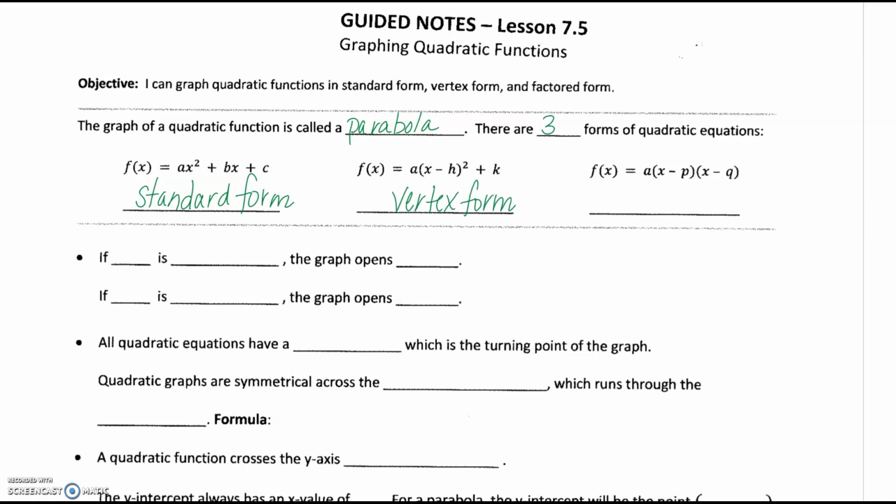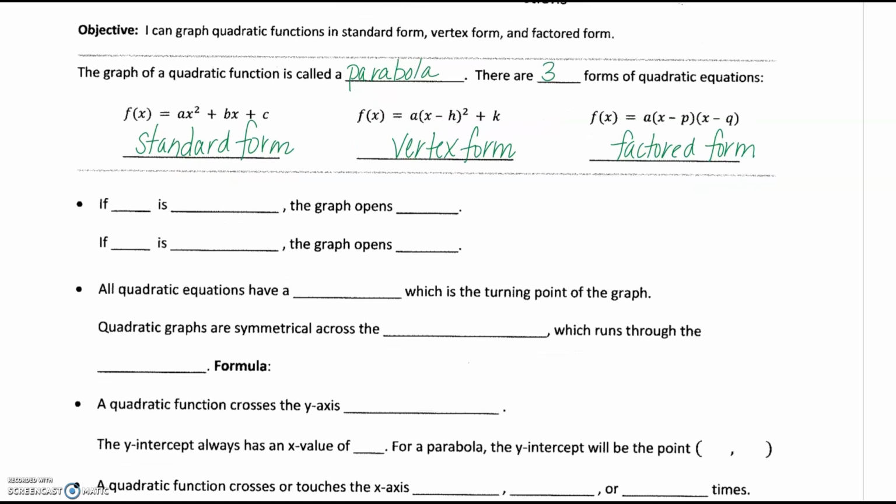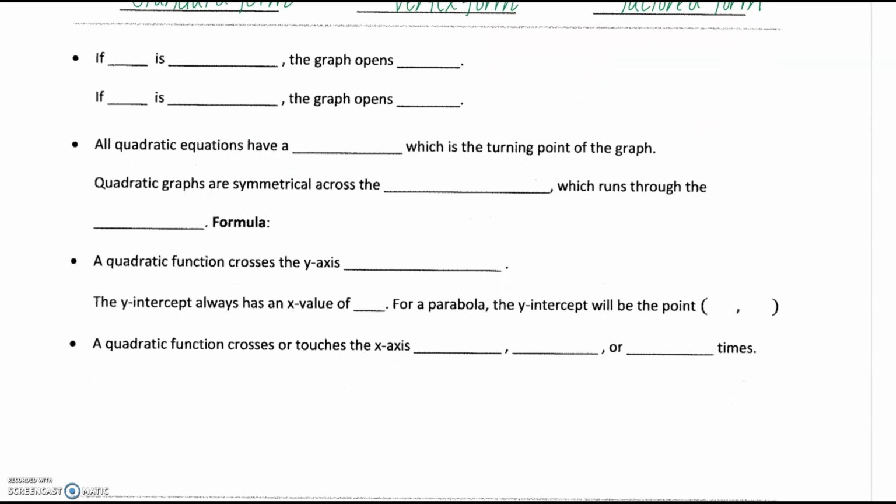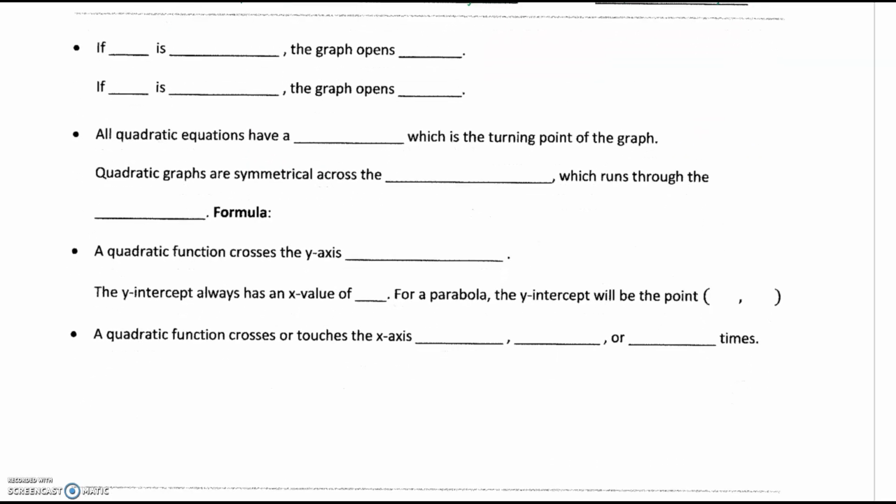And then the third form, f of x equals a times x minus p times x minus q, is called factored form. And this one's not really as common of a form. You'll see mostly standard form and vertex form. So we're going to look at a couple of things, some things to fill in before we actually start graphing.